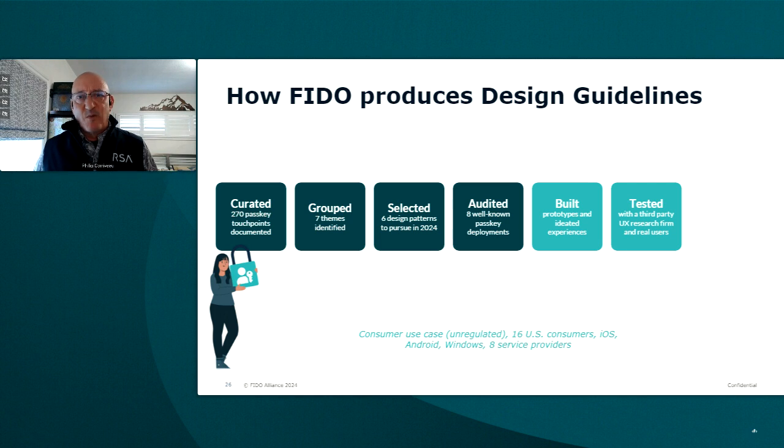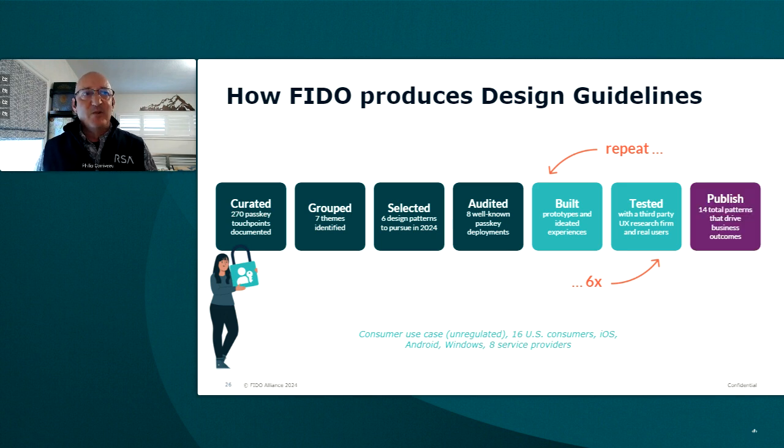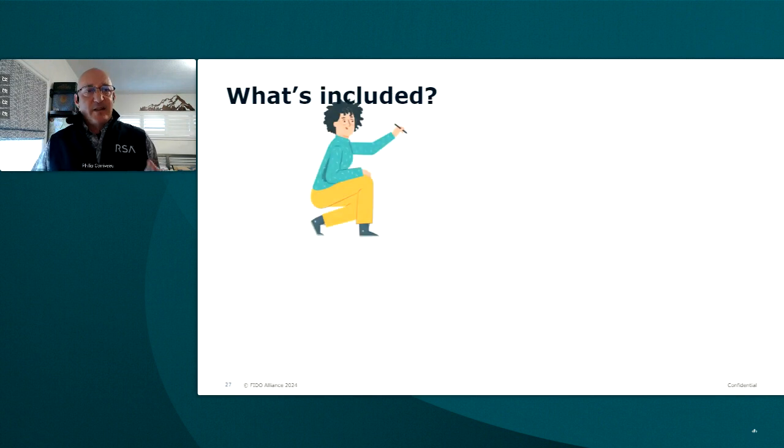So they didn't just do this once. It was an iterative process, rinse and repeat, refine and redevelop. And so they did that 6 times, then leading to publishing 14 total patterns that will help you drive business outcomes, which is a huge body of work. So I encourage everyone to go and take a look.